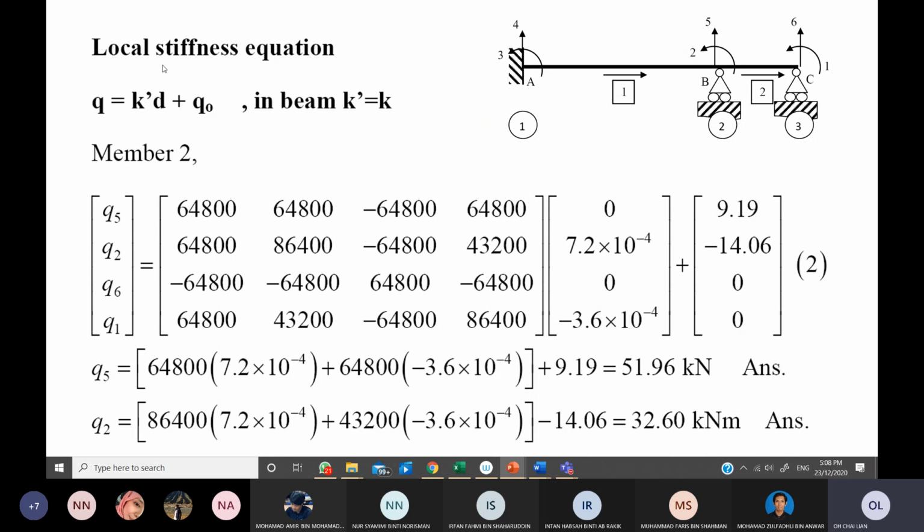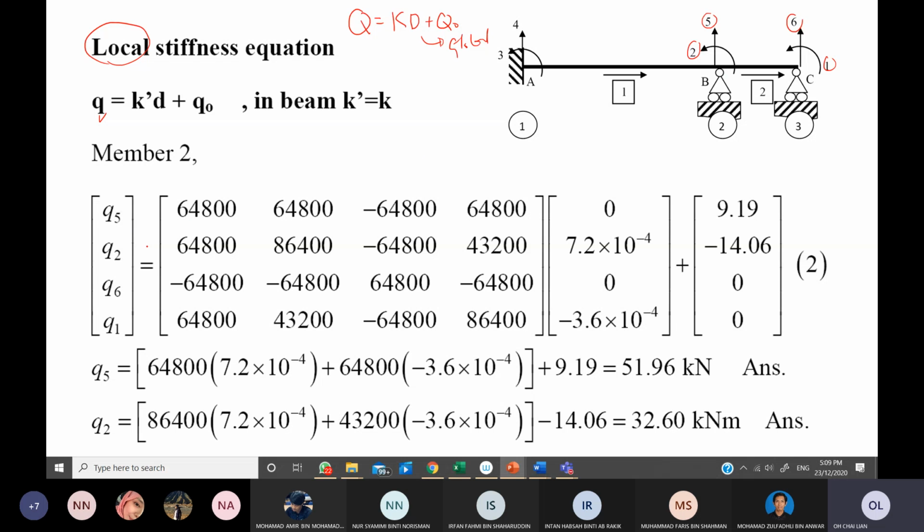When you are determining the member force, we still use the stiffness equation. Just now we used Q equal to KD plus Q naught, all big capital letters, which also means at the global axis. But now we are talking about local axis, and every piece of information is at the local axis, so everything will be in small letters. How to name this Q? You name it from 5 to 6 1.